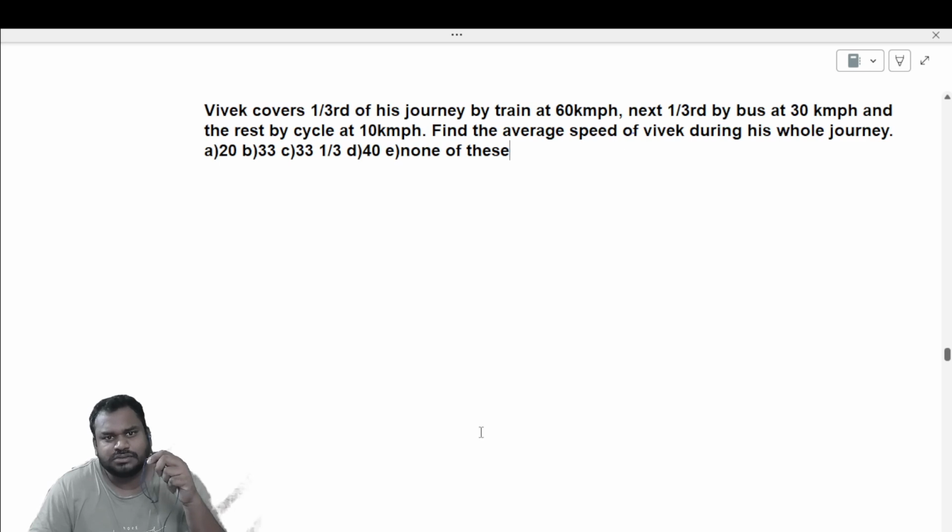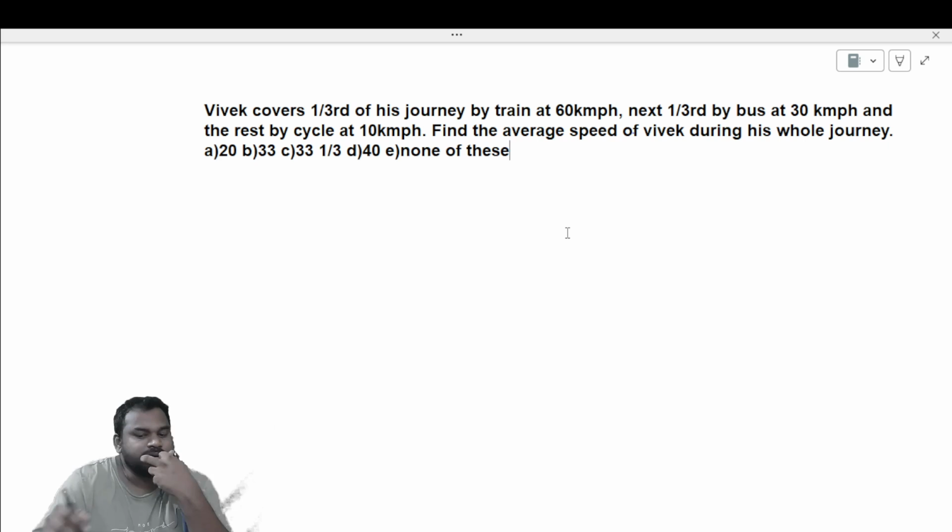Vivek covers one third of his journey by train at 60 kmph, the next one third by bus at 30 kmph, and the rest by cycle at 10 kmph. Find the average speed of Vivek during the whole journey.